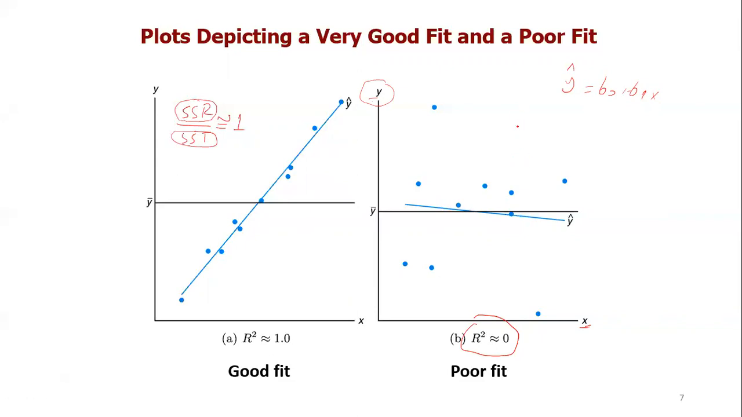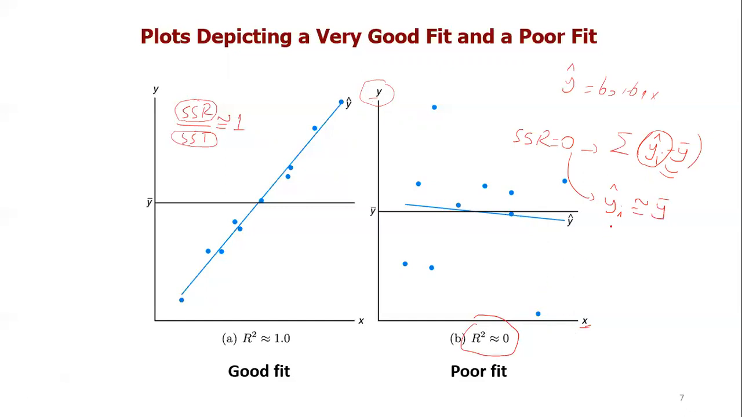And one more thing: if this is a very bad, poor model, then SSR is almost equal to 0. And what was SSR? Remember, it was y_i hat, the prediction, minus y bar. So if SSR is equal to 0, it means that your predicted value is almost equal to y bar.